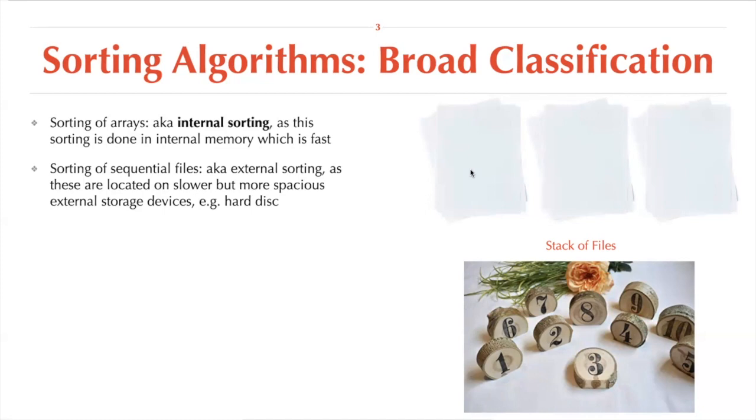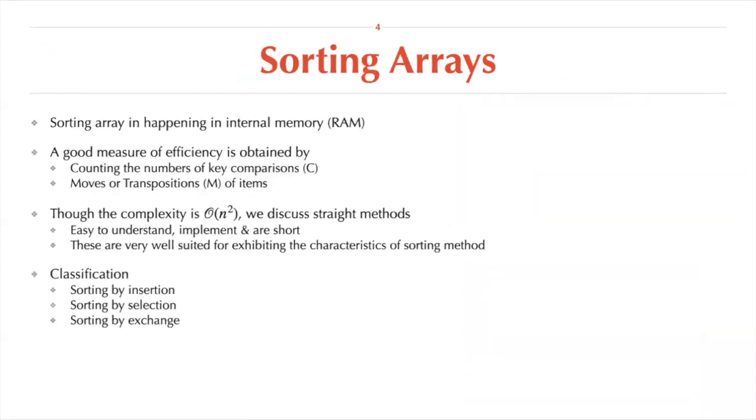Next we will discuss the sorting of arrays. In this talk we will talk about only a few methods of sorting arrays. Sorting of arrays happens in internal memory, that is, random access memory. As we discussed, it is a fast memory, a faster way to access the RAM. We will discuss how sorting is important and how we do the sorting. But the important thing is that we have developed multiple sorting algorithms.